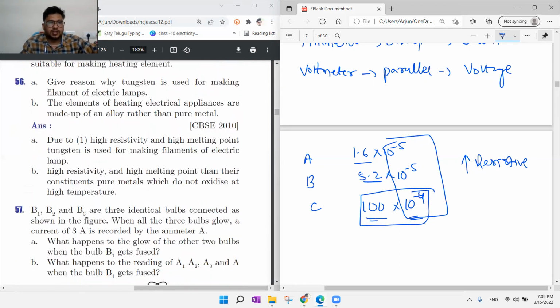Next, 56th question. Give reason why tungsten is used for filament. Every time they will be asking, leave it. Already we have discussed. High resistivity, high melting point.